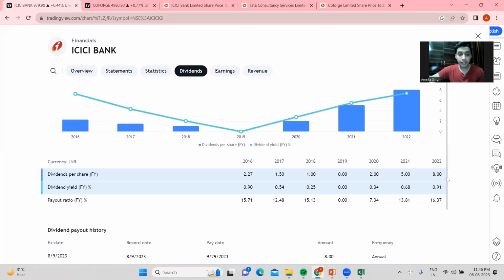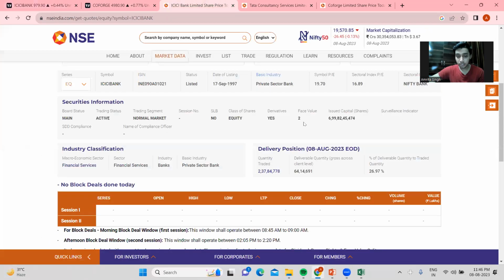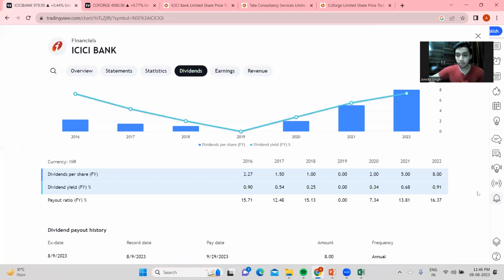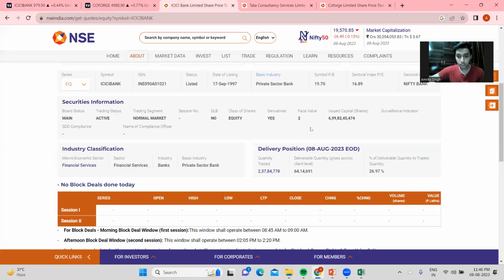So here you can see that ICICI Bank has given a dividend of 8 rupees per share in 2028 to the investors. And the face value of ICICI Bank is 2 rupees. So you know the dividend per share is 8 rupees and the face value is 2 rupees per share of ICICI Bank.